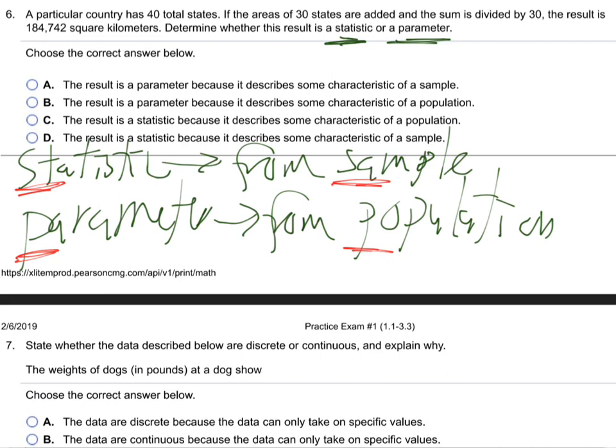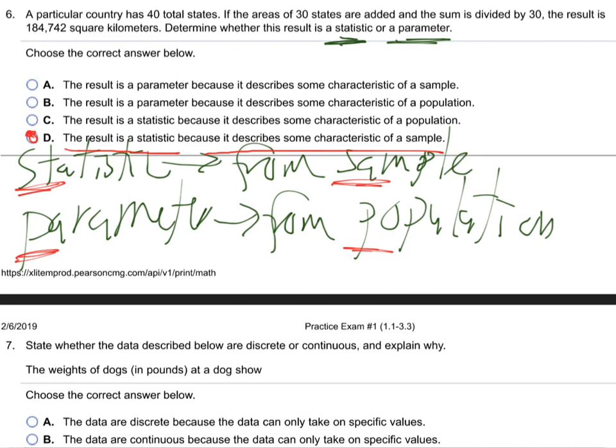Is that what it is? So I think it's D. The result is a statistic because it describes something from the sample. Exactly. All they did is they took 30 of the 40 states. They didn't take them all. If it would have been 40 of the 40, then it would be a parameter of the population. Is everybody seeing that? If you do them all, it's a parameter because you've got the whole population. If you only do part of them, they only did 30, it would be a statistic, and then it would be a sample, because it's just a sample.